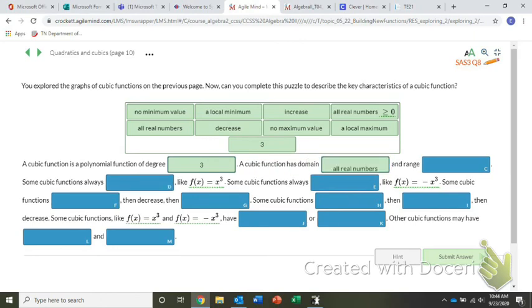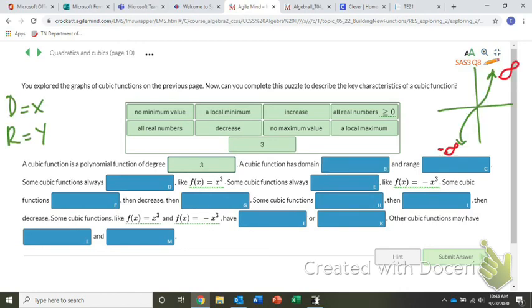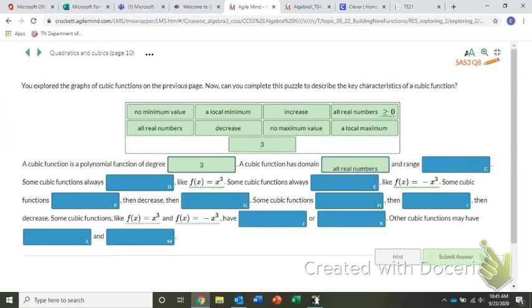Now, same thing for the range. Range is bottom to top. So I'm looking at my graph and I'm saying, oh, here's the bottom. It's on negative infinity because we don't know where it starts. And on the top, it's positive infinity because we don't know where it ends. So, once again, this would be all real numbers because it covers the entire graph.